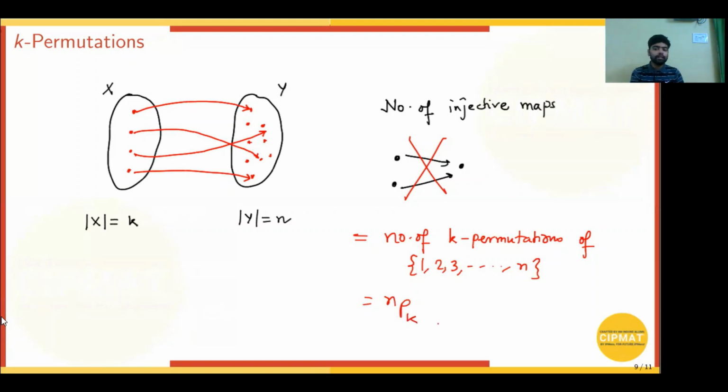nPk. So if someone asks in the exam what is the number of injective maps that you can find out, that will be equal to nPk, the number of injective maps from X to Y, where X contains k elements and Y contains n elements. Here an important factor is that k should be less than or equal to n for this to be true. So this is the concept of k-permutation.